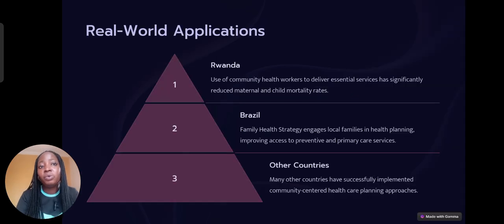Then we have real-world applications. Once again, we are looking at Rwanda. We looked at Rwanda in part one, and we are looking at Rwanda and Brazil in part two as well. So in Rwanda, the use of community health workers to deliver essential services reduced maternal and child mortality rates, which is very, very brilliant. And of course, the family health strategy that Brazil used to engage local families in health planning is so good. Many other countries have been able to successfully implement community-centered healthcare planning approaches. Why not Nigeria? So it's very, very important.